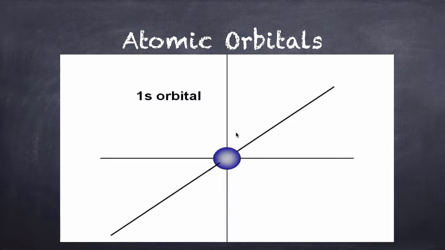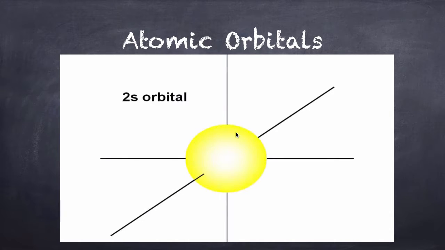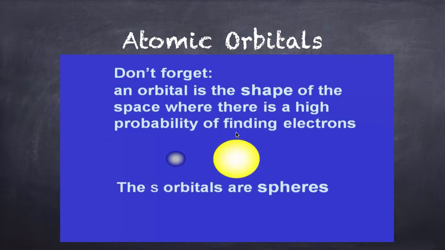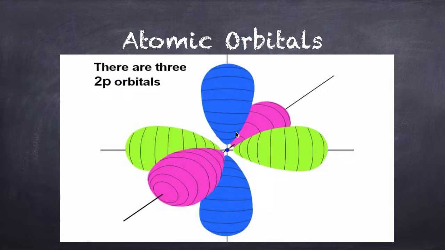And here, just to review, we have the 1s orbital that has 2 electrons. We have the 2s orbital that has 2 electrons. Don't forget, the orbital is the shape of the space where there's a high probability of finding electrons, 90%. S orbitals are spheres. What about that 5th electron? The 5th electron is going to start filling the 2p orbitals.